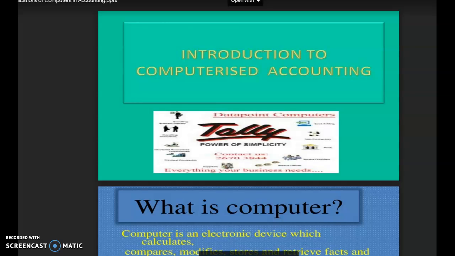Now, practically, what computerized accounting is, what the role of computer in accounting is, how the computer makes accounting easy, what the different types of software used for accounting are, and how computer helps in accounting. All these areas we will study in this lesson. So today in this video, I will share with you the basics of computerized accounting.